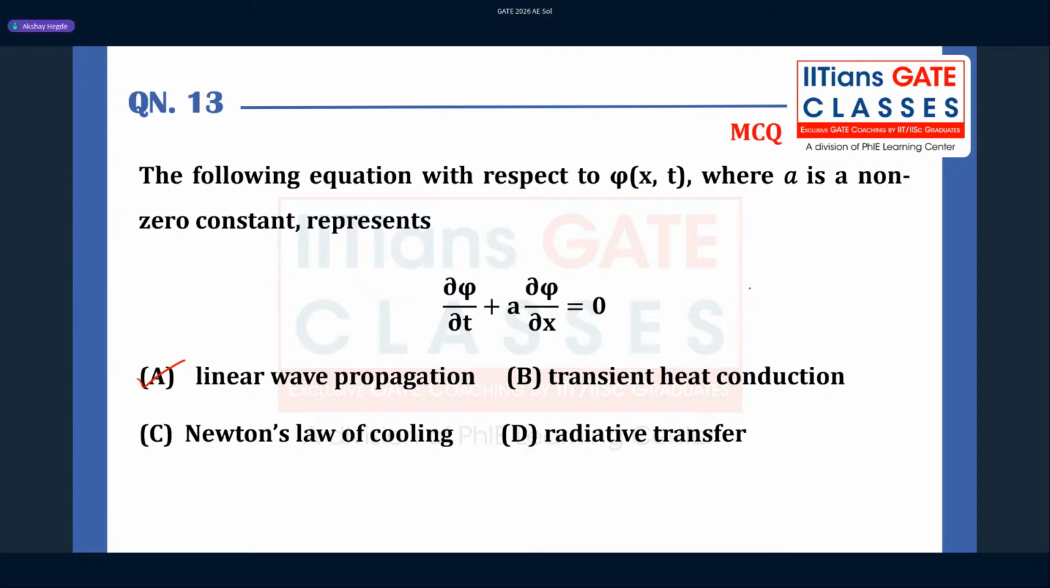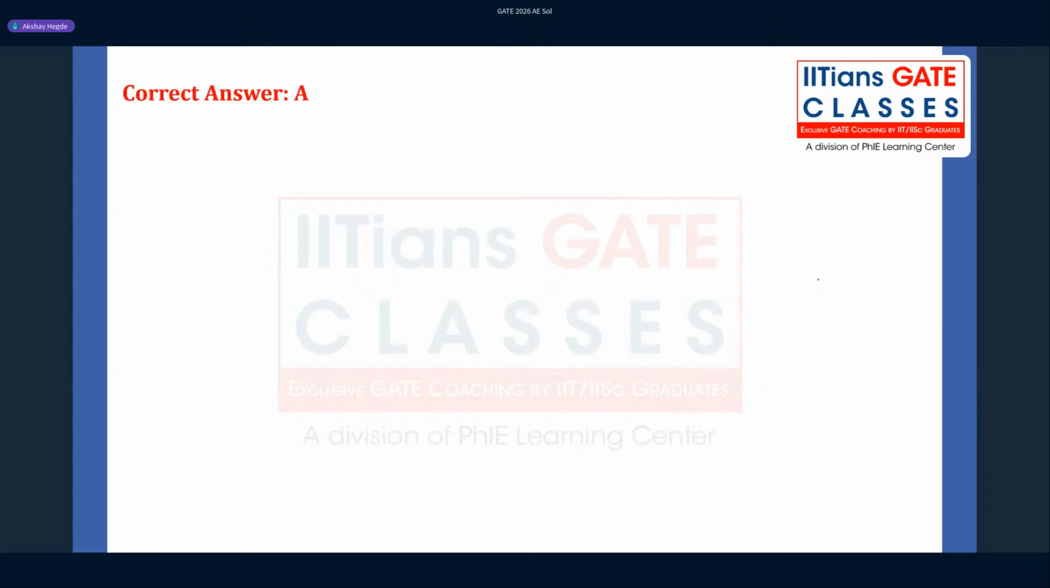The solution to this one will be a function of x minus at form, where a is a characteristic speed, a constant, and the information has to propagate along these so-called characteristic lines. This is the famous D'Alembert solution. So I think the correct option is A.